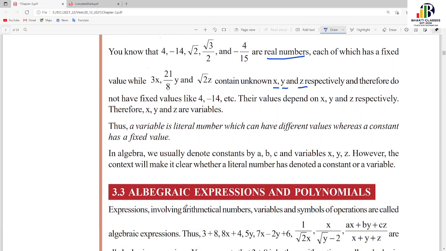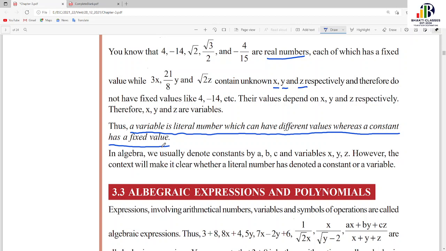A variable is a literal number which can have different values, whereas a constant has a fixed value. Here the definition of variable and constant is given. A variable is a literal number that can have different values, whereas a constant has a fixed value. In algebra, we usually denote constants by a, b, c and variables by x, y, z. However, the context will make it clear whether the literal number denotes a constant or a variable.